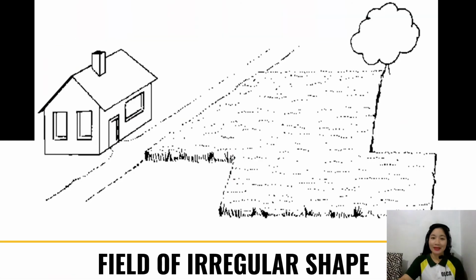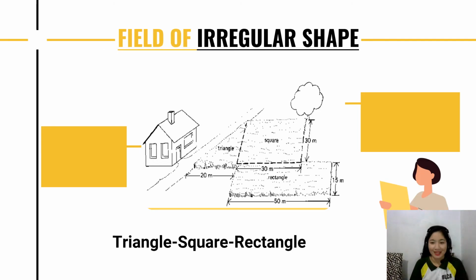Okay, class. So let's proceed to finding the surface area for the field of irregular shape. So in this case, the field should be divided into several regular areas, right, class?